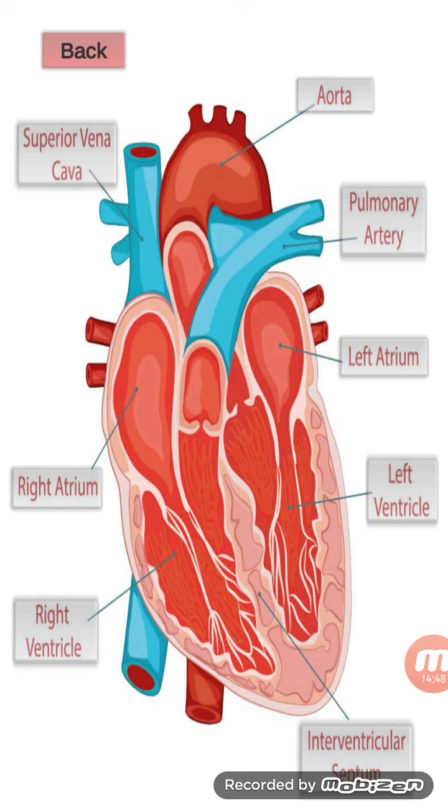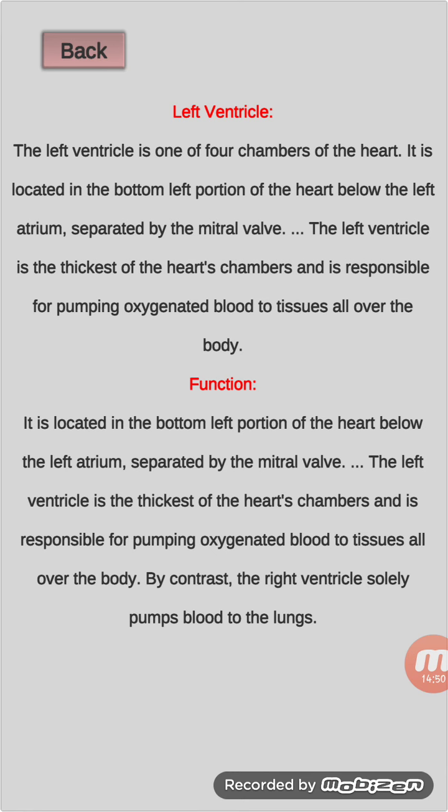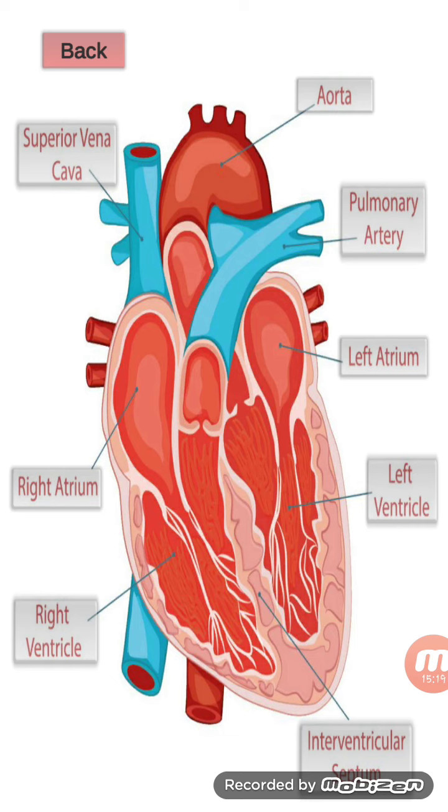Okay, next, coming to the next one, left ventricle. It is located in the bottom left portion of the heart below the left atrium, separated by mitral valve. The left ventricle is the thickest of the heart chambers and is responsible for pumping oxygenated blood to tissues all over the body. Okay, so this is about ventricles. These two ventricles are separated by interventricular septum.